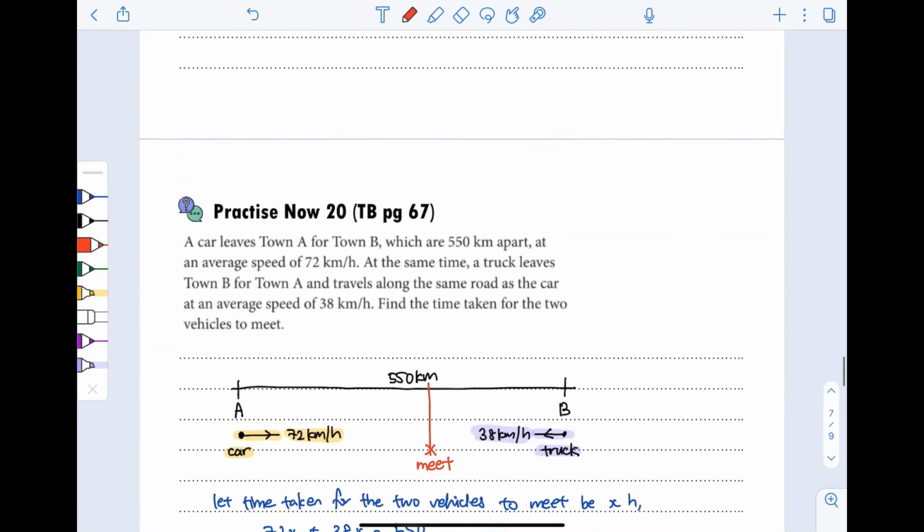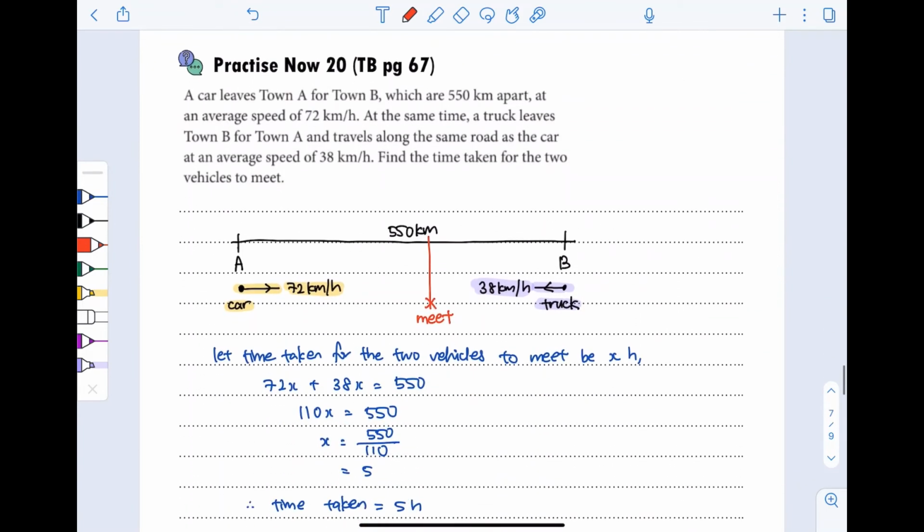Let's now take a look at Practice Now 20. It says that a car leaves town A for town B, which are 550 kilometers apart. So I have drawn up in the diagram here that town A and town B are 550 kilometers apart. And the car travels at an average speed of 72 kilometers per hour. So this journey is indicated in yellow in my diagram.